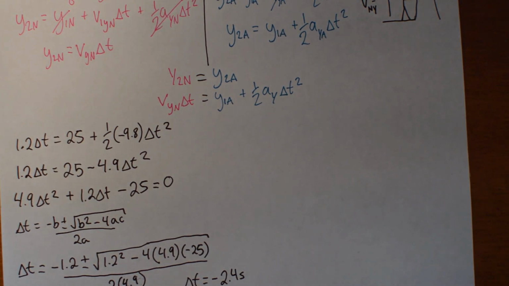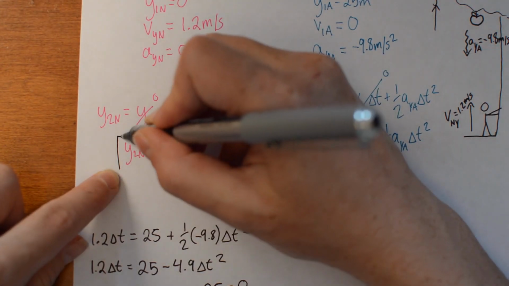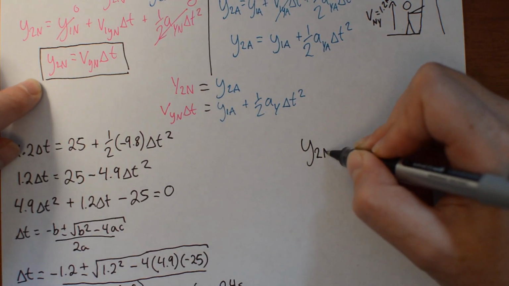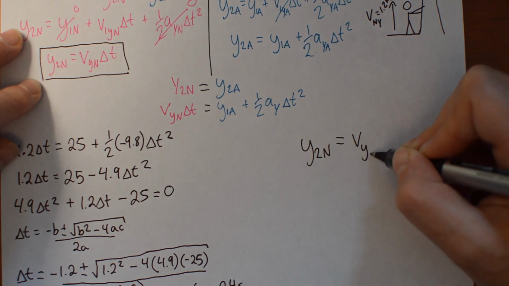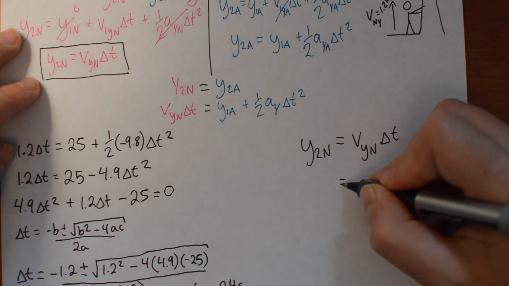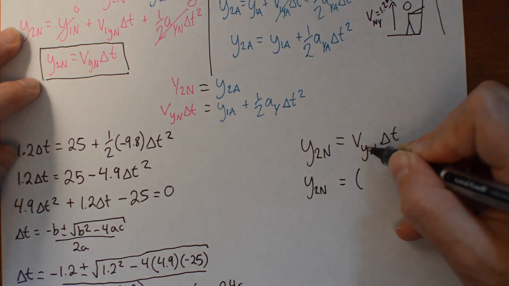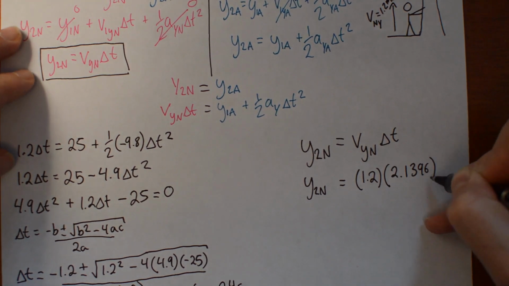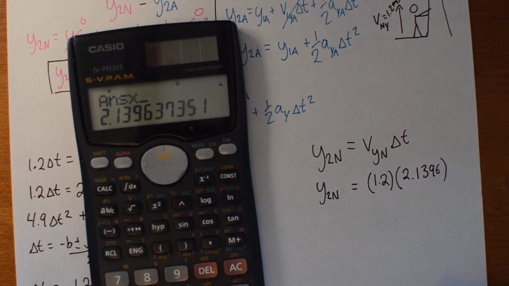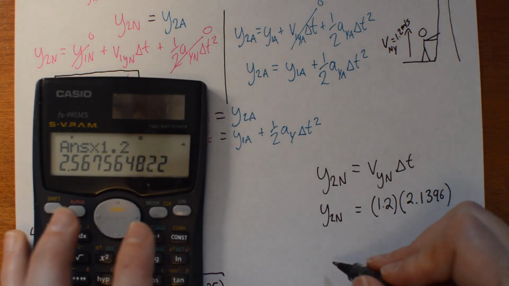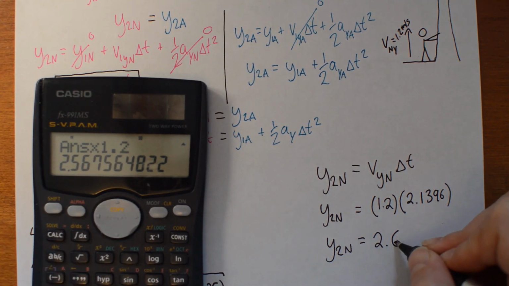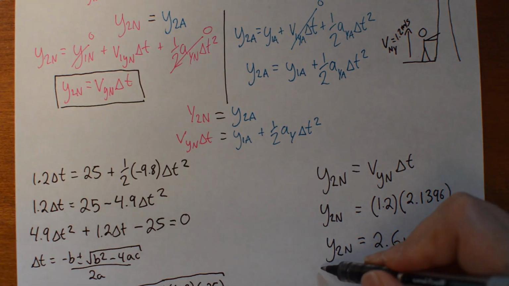The last problem I just had to find time. In this problem, I have to find height. How high is Newton above the ground? Fortunately, we already made a really nice equation for Newton's height above the ground as a function of time. So y2 for Newton is just the velocity in the y direction of Newton times delta t. It's already rearranged, I just have to plug in my numbers. So I can put in the velocity of Newton, which is 1.2, the time, which is 2.1396 seconds. So I just multiply by 1.2, and I get the height of Newton above the ground. Y2 is 2.56, that's going to round off to 2.6 meters with my sig figs, and we're done.